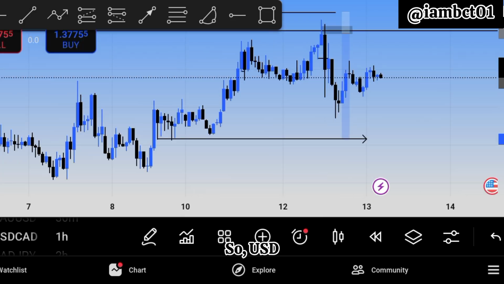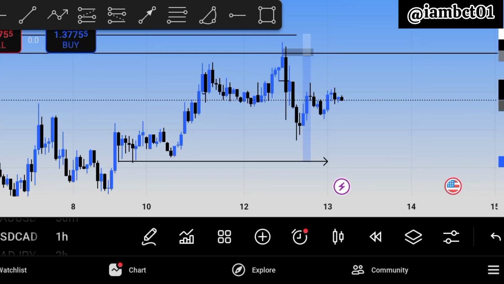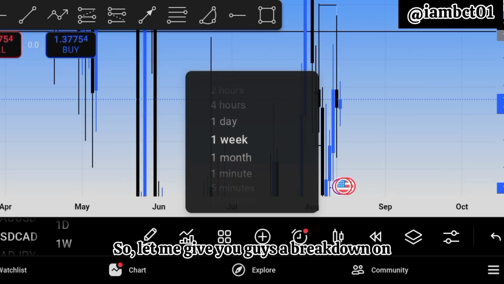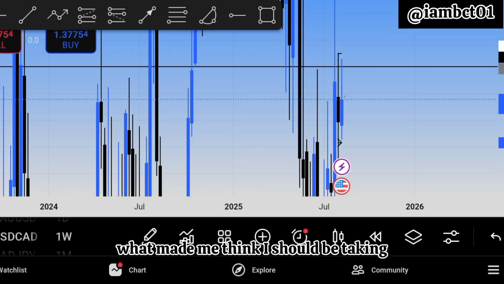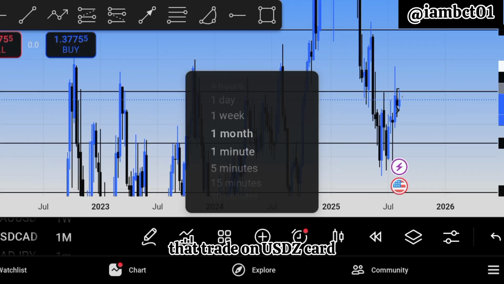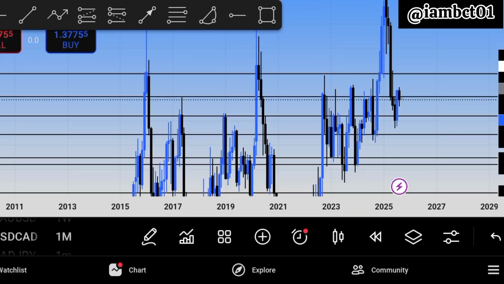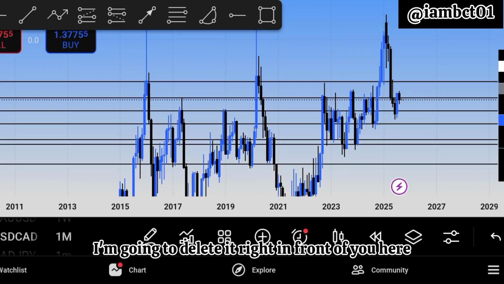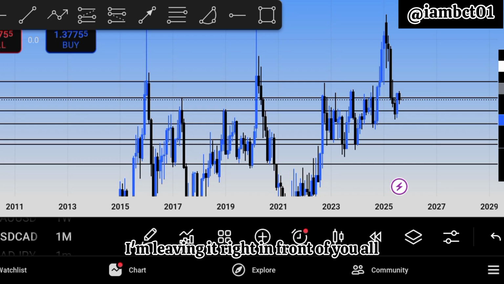So USD CAD. I have a trade I'm waiting for on USD CAD already. Let me give you a breakdown of what made me think I should be taking that trade on USD CAD. At the end, if I think it's not right, I'm going to delete it right in front of you here, and if I think it's right, I'm leaving it right in front of you all.